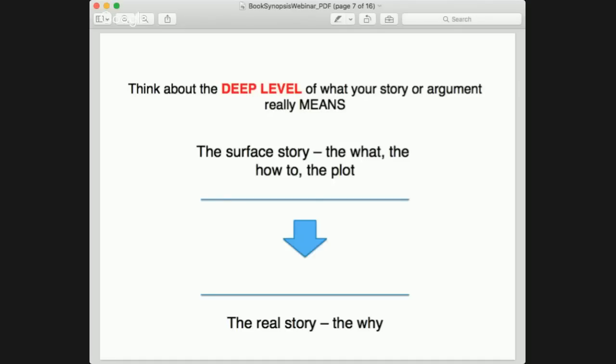And your synopsis, absolutely, without exception, needs to get at this why, this deeper level of what your book is really about. And if you take nothing away from today's lesson, that's what I want you to take away, is that a synopsis is not just the facts, it's the deep level why. And you need to find a way to get that in.